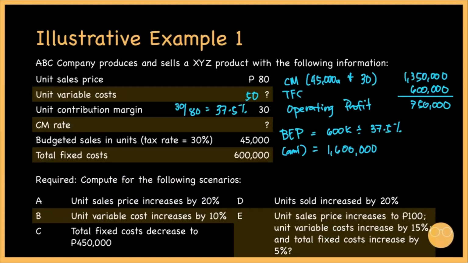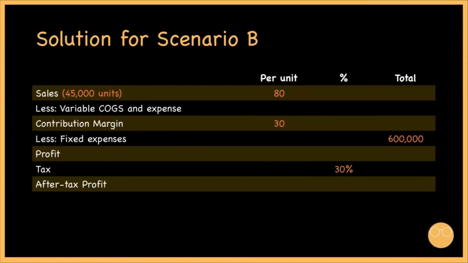Now let's work out scenario B. The unit variable cost will increase by 10%. So our unit sales price is 80. The variable cost is supposedly 50, but it will increase by 10%. So multiplied by 110%, our new unit variable cost is 55.